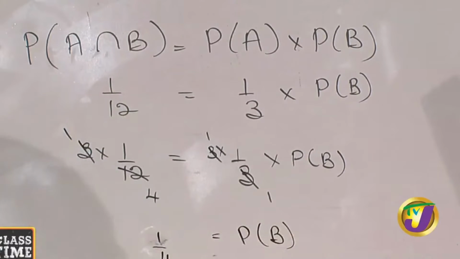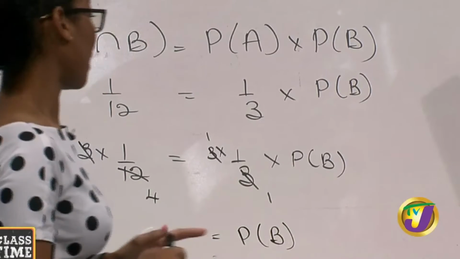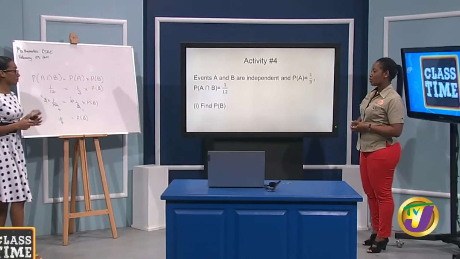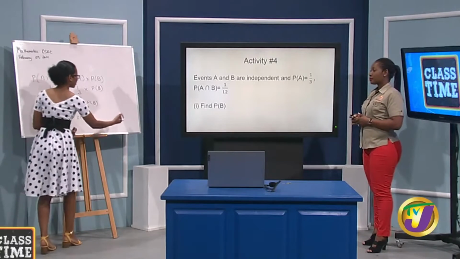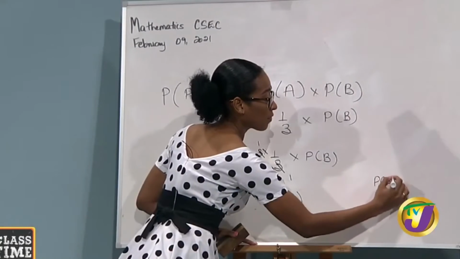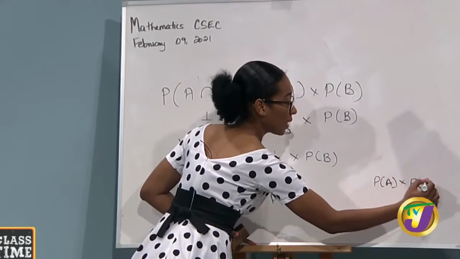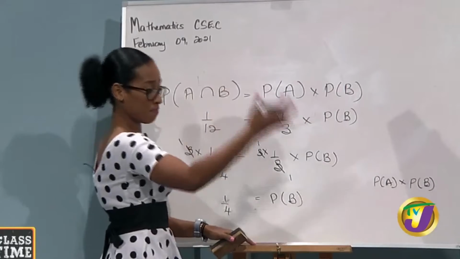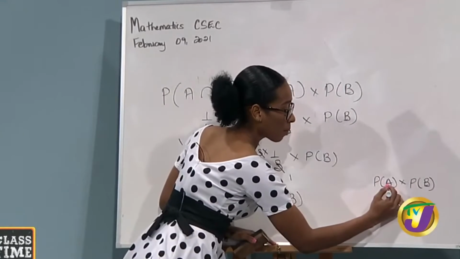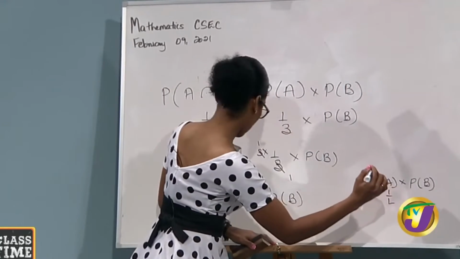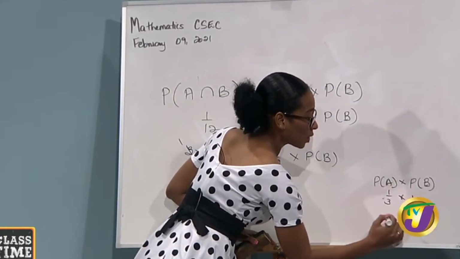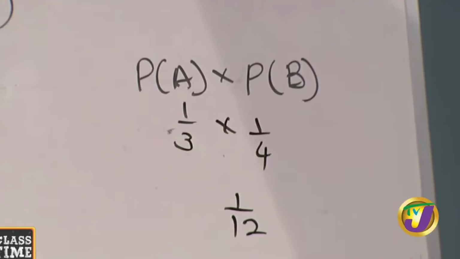So let me check that now. Can I check that? Yes, you can check. I'm sure we're right. 1/4 multiplied by 1/3. 4 times 3, that's 12. That's 1/12. So if we wanted to check, remember now the probability of A times the probability of B should give us what? The probability of A and B. So here we have probability of A was a third, and the probability of B is a quarter, which gives us 1/12. And here we have 1/12.